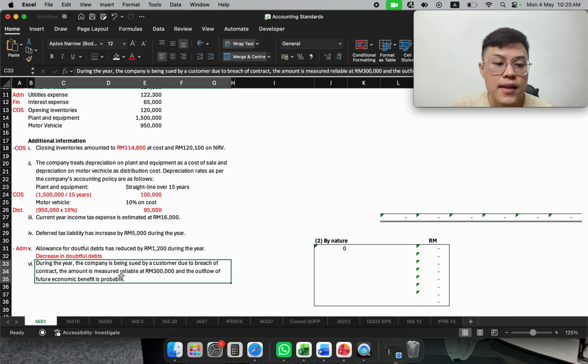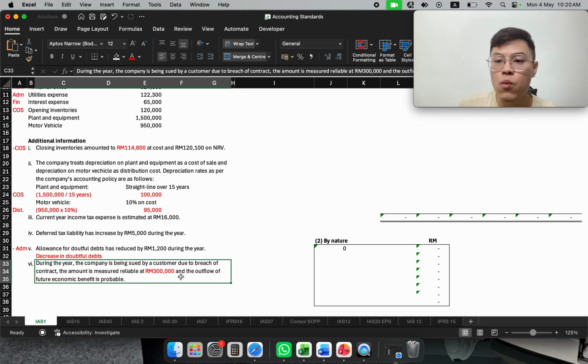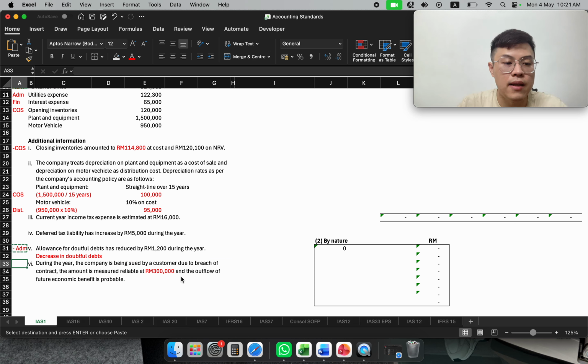During the year, the company is being sued by a customer due to breach of contract. So there is a present obligation because you get sued by the customer. And the amount is measured reliably at 300,000. So 300,000 will be the value of the obligation. And the outflow of future economic benefit is probable. So in accordance with IAS 37, probable, outflow, and measured reliably, please record your liability. And this is something that happens once in a blue moon, so we are going to put it under other expenses because it won't happen every time.